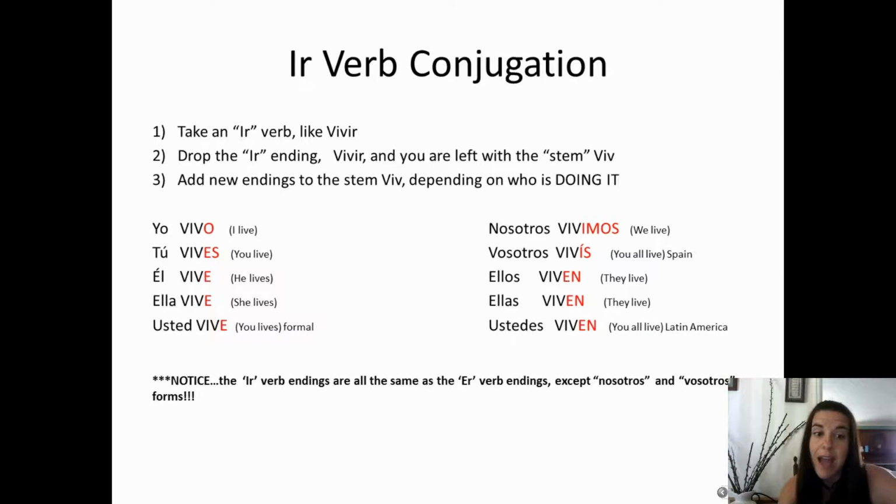Here's how to conjugate IR verbs. You take an IR verb, like vivir, you drop the IR ending, and you're left with the stem, or the root of the verb, and then you add the new endings. For yo, you add O. Yo vivo. I live. Now, in all verbs, AR, ER, and IR, when you're conjugating for yo, or when you're saying I do the verb, you always drop the ending and add an O. That's very simple. For tú, you add es.